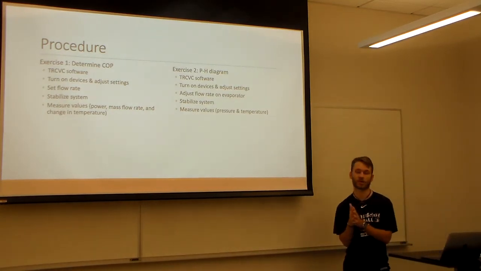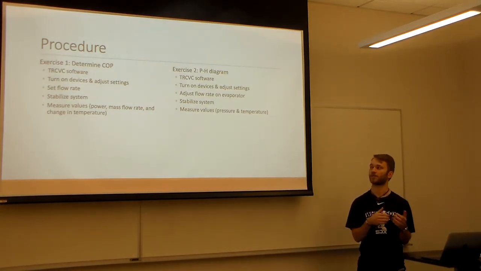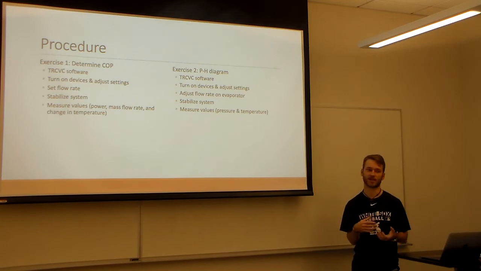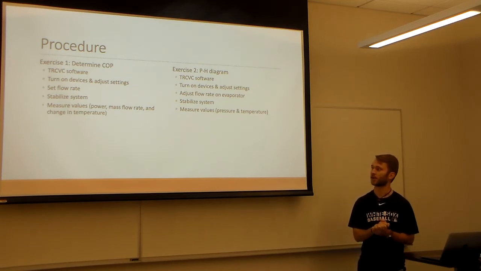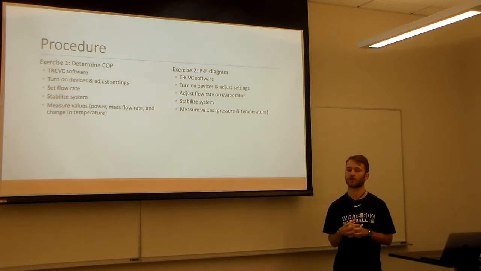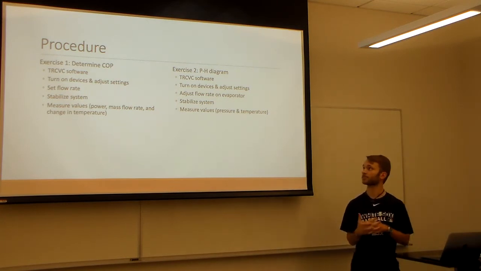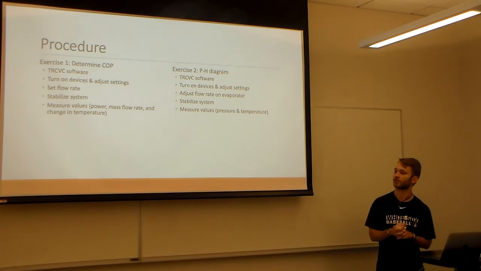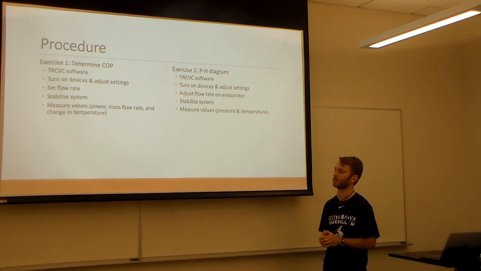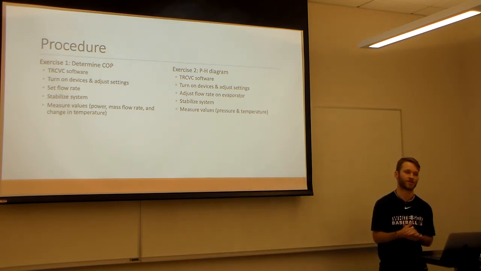All right, so this experiment is broken up into 2 parts. So the first part will be finding the coefficient of performance for our heat pump. We're using CRCVC software, turning on devices, adjusting different settings, setting the flow rates, and then once the system stabilizes, we'll be measuring different values in order to calculate the coefficient of performance. The second part of the experiment is constructing the pressure versus specific enthalpy diagram. It's pretty much the same process as exercise 1, except here we'll be adjusting the flow rate on the evaporator heat exchanger, and then we'll be taking pressure and temperature readings at different points in our cycle.